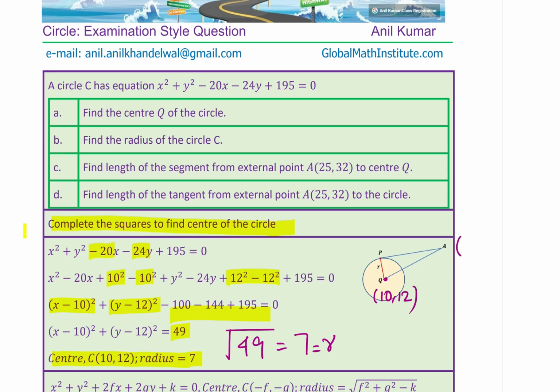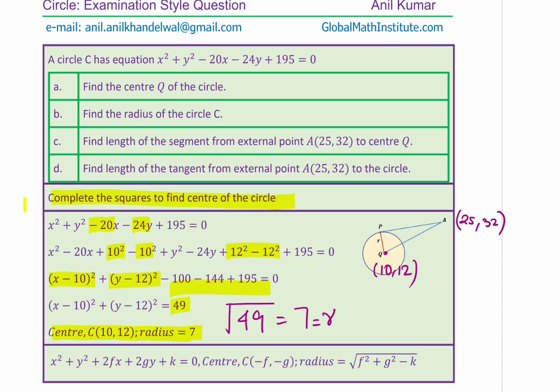And we know the value of a, which is given to us as (25, 32). Now you also know what the formula is for directly finding the center and the radius from a given standard form of the circle. So make a note of this particular formula, which is x squared plus y squared plus 2fx plus 2gy plus k equals 0. The center will be half of the coefficient of x, which is f, right?